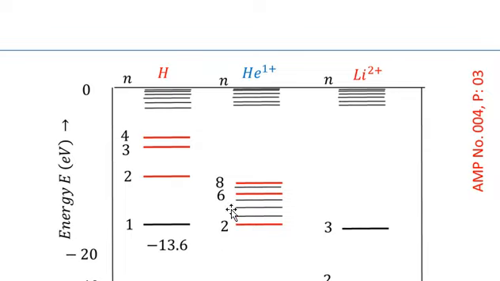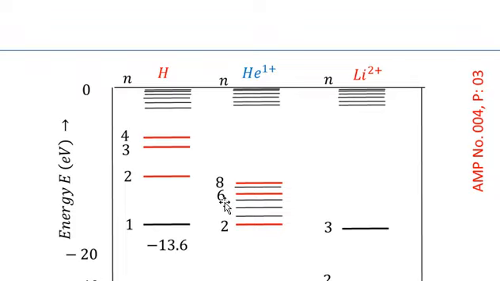So I have marked only even levels. I have shown level number 2, the allowed level number 6, and the allowed level number 8. And you see that if I consider the Pickering series in the form of the Balmer series, then of course the transition will occur from level number 6 to level number 2. The next transition will be from level number 8 to level number 2.